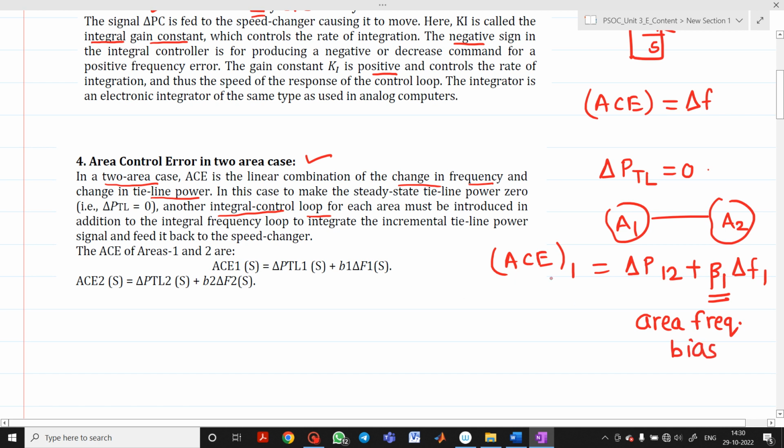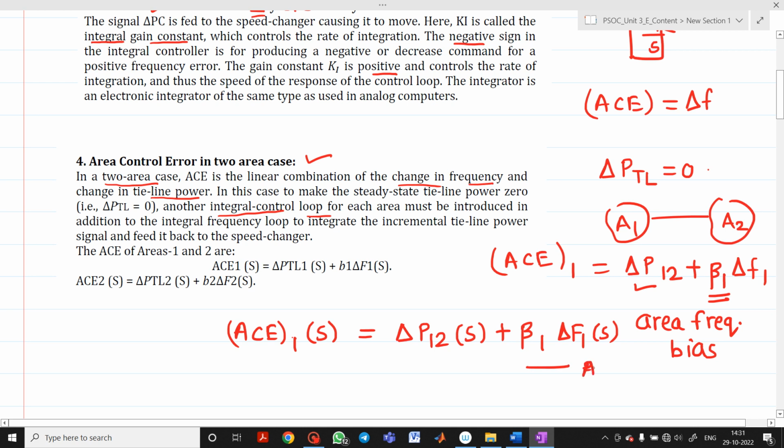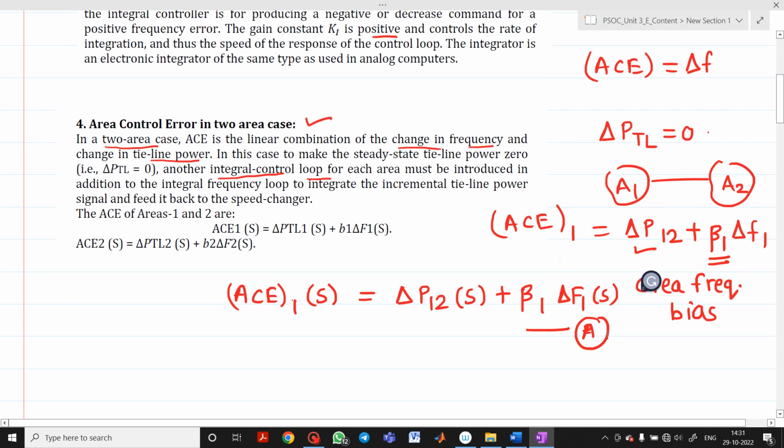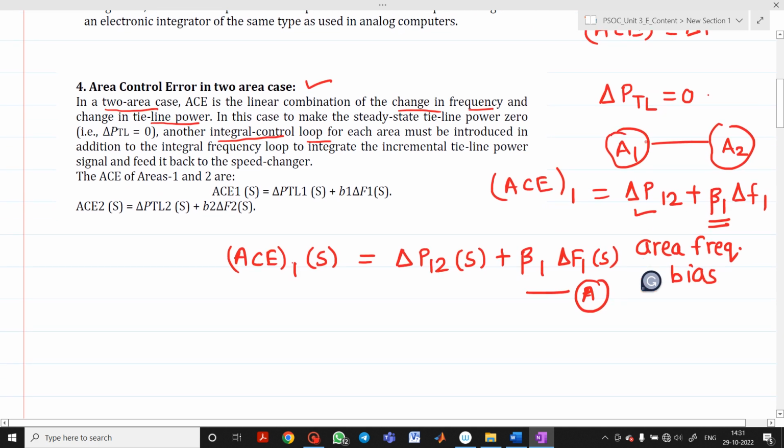If I take the Laplace transform, I will get ACE of 1 of S equal to the Laplace transform of this term: delta P12 of S plus beta 1, the constant, times delta F1 of S. You can take this as equation number 1. This is nothing but the area control error of area 1 when it is interconnected with area 2. Similarly, I can write the area control error for area 2.